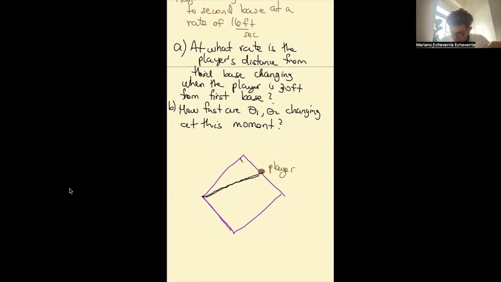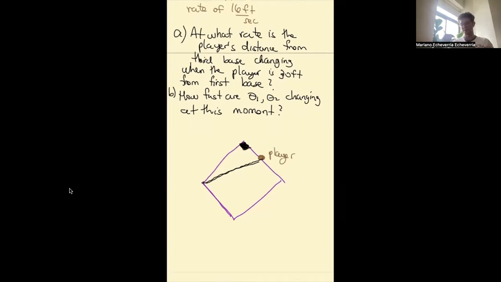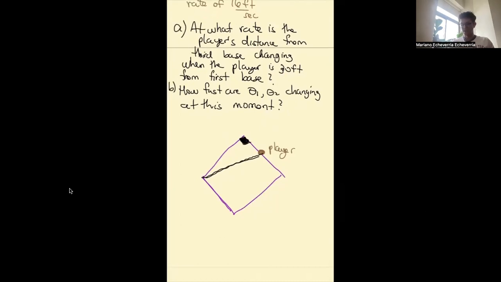You'll see why in a second, because if you look at this diagram, they gave a right angle there. That suggests that you will use Pythagoras theorem at some point. So it's useful to call this H. So H is going to be the distance between the player and third base. Is that making sense?